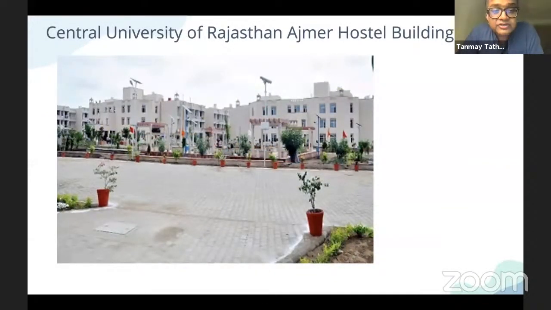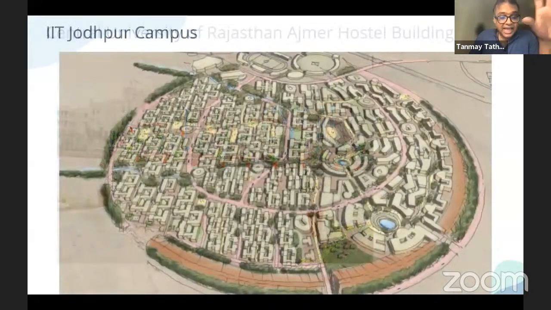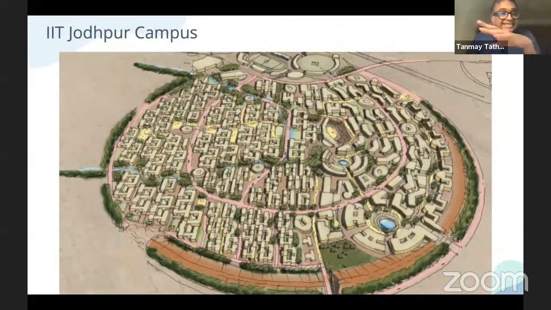Hostel blocks for Central University of Rajasthan in Ajmer has great case studies. They have done different passive cooling strategies for different hostel blocks. So some may have ground source heat pump, some have earth air tunnels, etc. And then again, IIT Jodhpur campus designed as a net zero energy campus. Several strategies being used and integrated. You'll get good information from there.